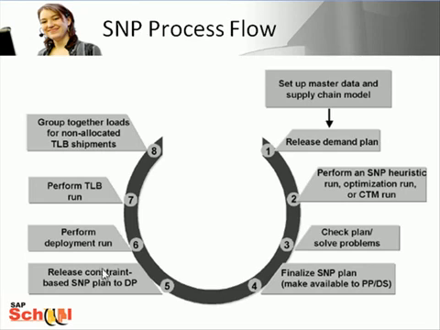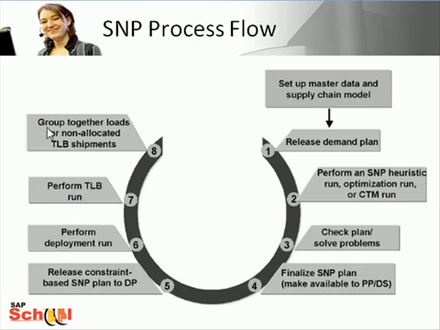The final SNP plan can also be released back to demand planning so that the unconstrained demand plan can be compared with the feasible SNP plan. After production planning is complete, the deployment run confirms the SNP stock transfers based on current receipts and requirements. And the transport load builder runs groups of deployment stock transfers resulting from the deployment run into TLB shipments.